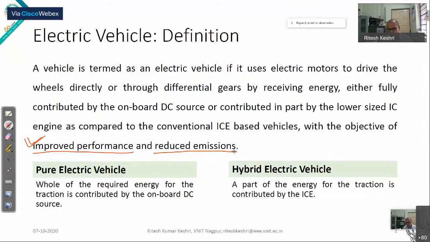So these are the two reasons: we want to reduce the pollution, and second, we want to improve the performance of an electric vehicle. This is the situation. So let us understand how we are going to do this, to improve the performance of the vehicle.